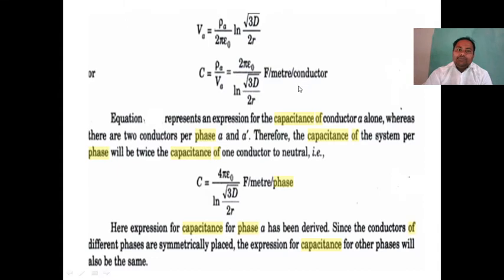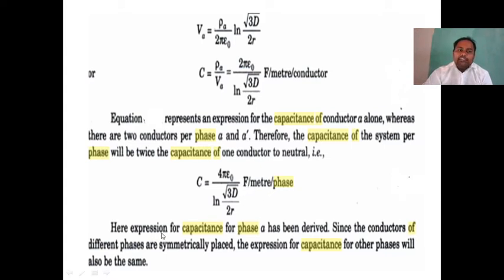The above equation represents an expression for the capacitance of conductor A alone, whereas there are two conductors per phase, A and A dash. Therefore, the capacitance of the system per phase will be twice the capacitance of one conductor to neutral. If you want farad per meter per phase, every phase having two conductors, multiply by 2. We get capacitance C is equal to 4 pi epsilon naught by log root 3 D by 2r farad per meter per phase.